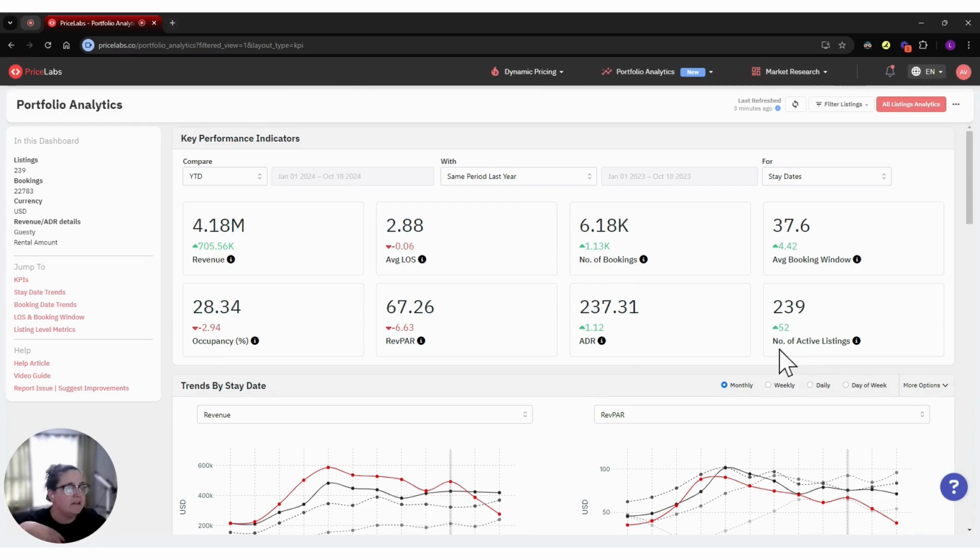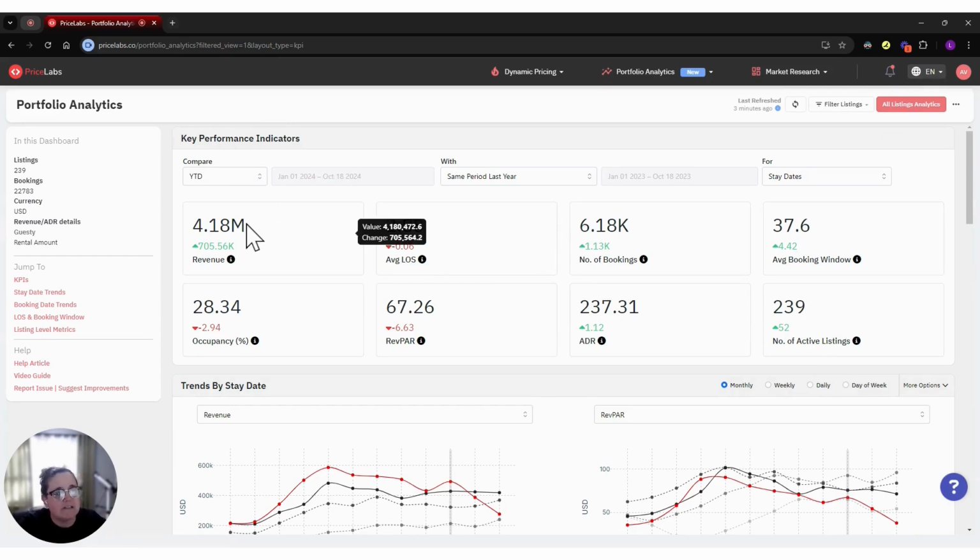And then finally, number of active listings here. That's how many listings you have actively managed. So it'll show you how many listings we're pulling data for from your PMS or your OTA. And now that we've got that down, let me show you a couple of quick things.